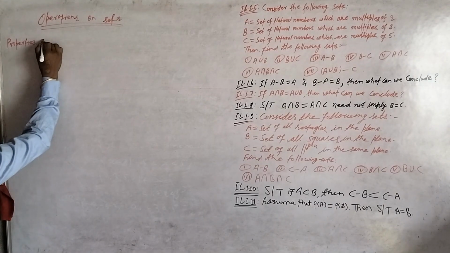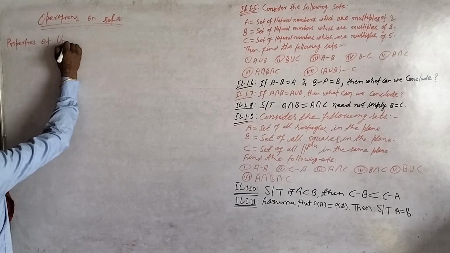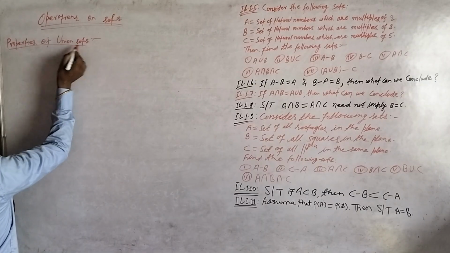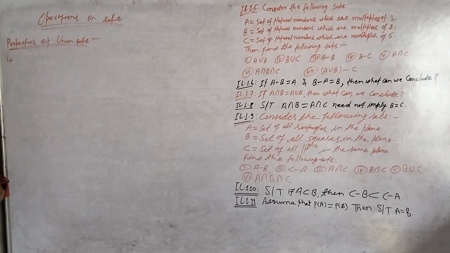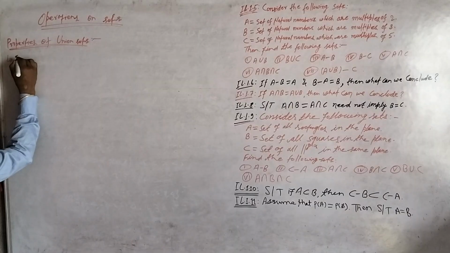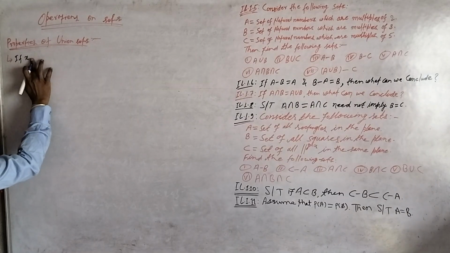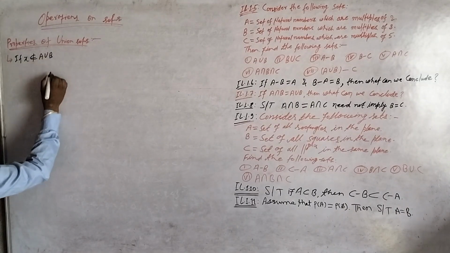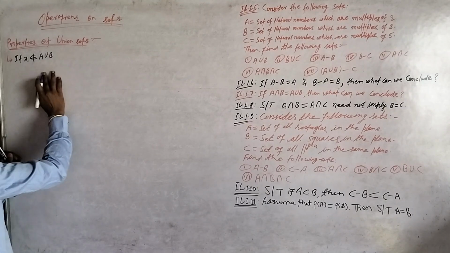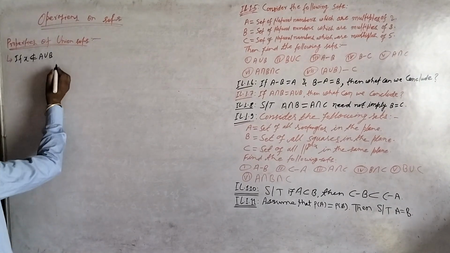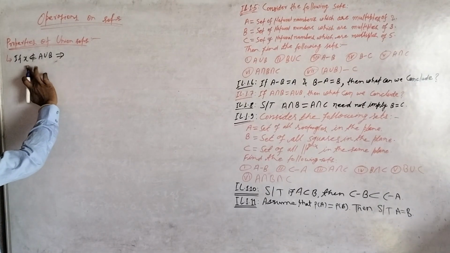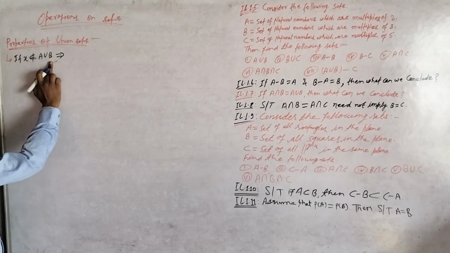Properties of union of sets. We write the first property: if x does not belong to A union B, this means x does not belong to A or x does not belong to B.